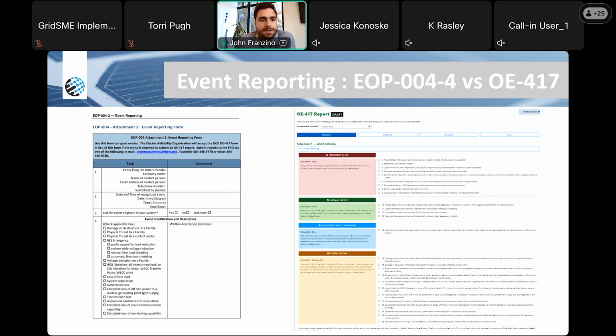As you can see on top of the EOP4 reporting form on the left there, you don't necessarily need to fill out two separate reports, as the NERC EISAC will just accept the OE 417 report as well. So you don't need to do double work in terms of documenting the event, but you do need to make sure that you're reporting through both channels, on the NERC EISAC side under EOP4, as well as to the DOE under OE 417.